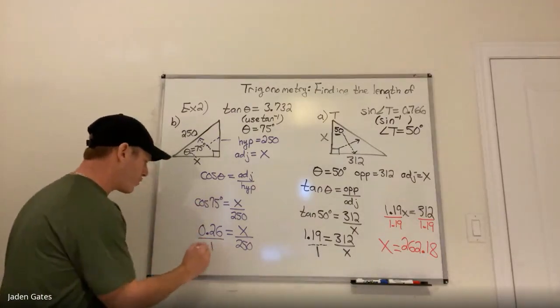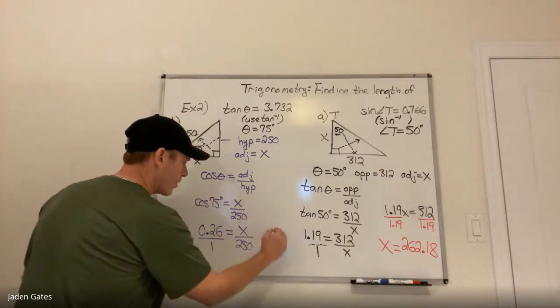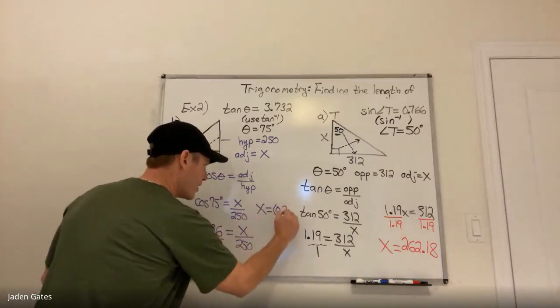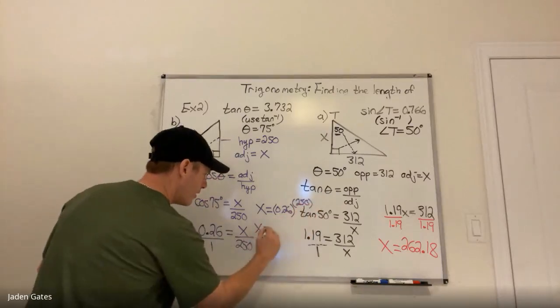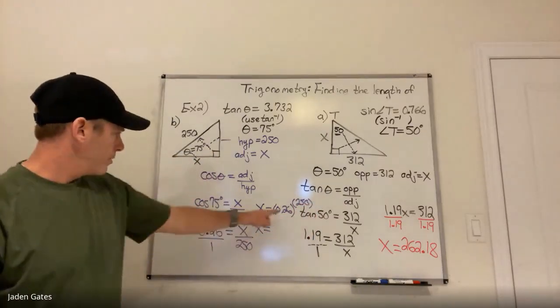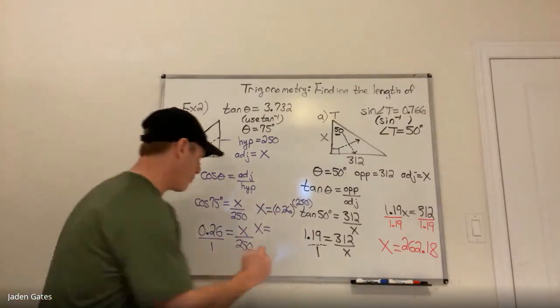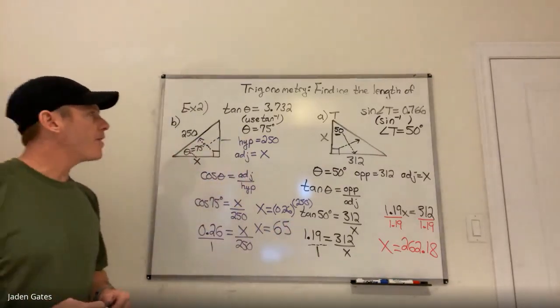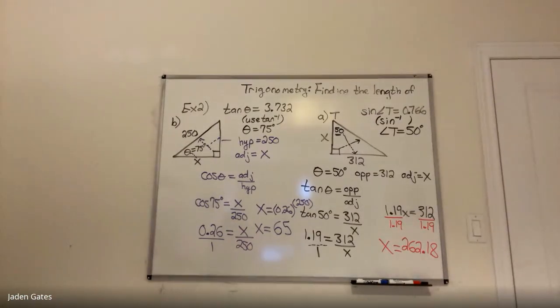Again, I'm going to make a fraction equaling a fraction. And so let's see here. 1 times x is x. And I'm going to take 0.26 times my 250. And I get 65, right on. And that is how we find the length of a side of a right triangle, because we will do non-right triangles, but these are just right triangles.